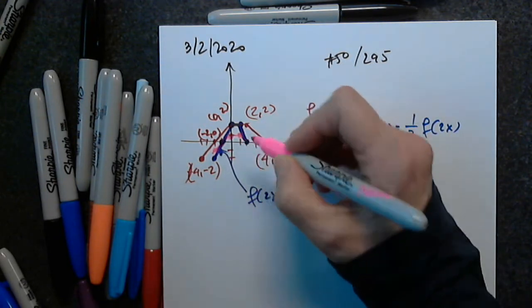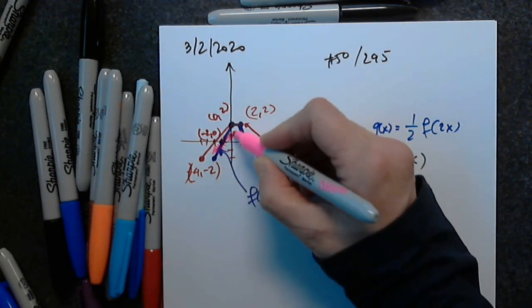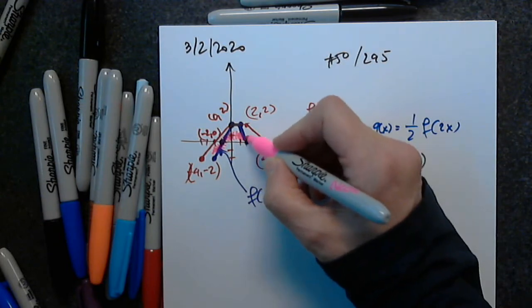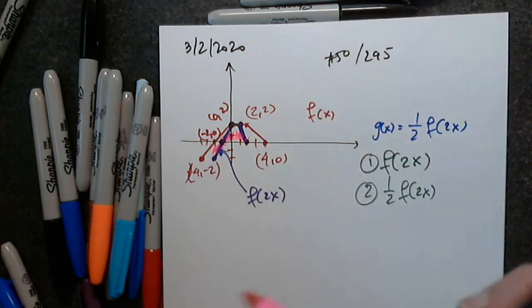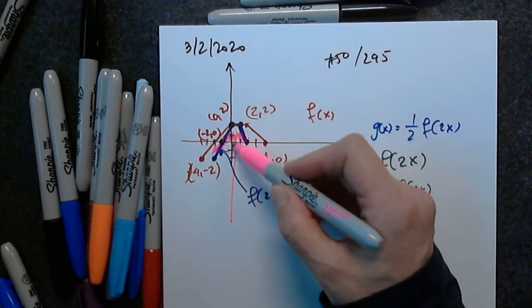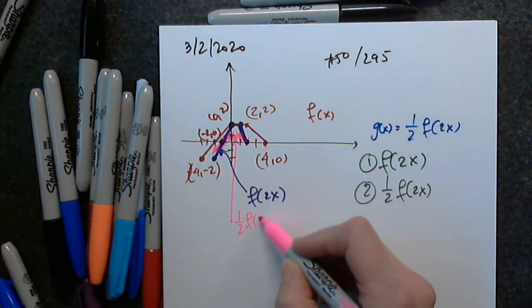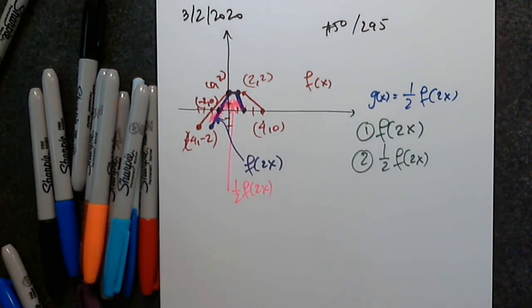Excellent. So this is the graph of the final function, this one. This is 1/2 f of twice x. Any questions? This is how we address horizontal stretching and shrinking.